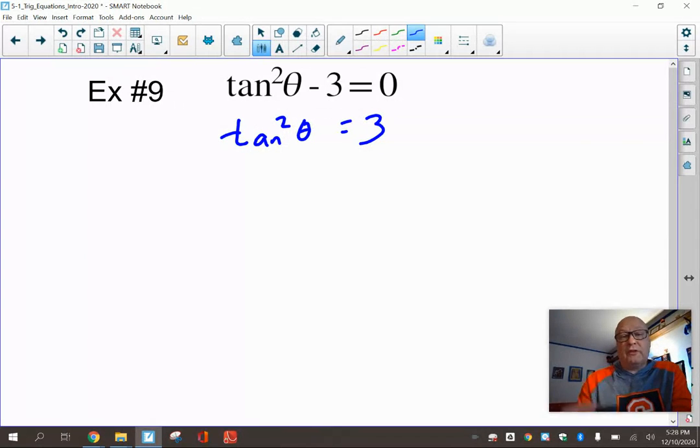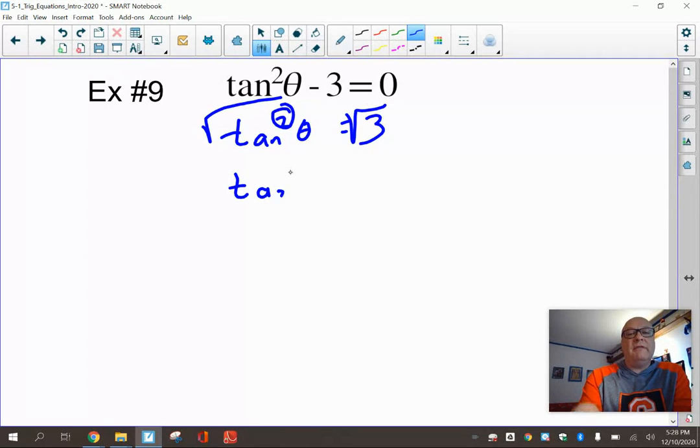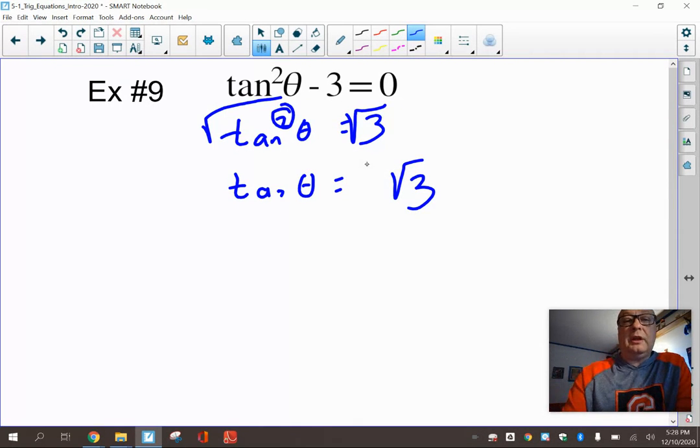Step 1, bring over the 3. Step 2, before you do this inverse tangent thing, you have to get rid of a square. So how do you get rid of a square? You square root it. So the tangent of theta is equal to the square root of 3. However, don't forget, just like in algebra, whenever you take the square root of a square, you need a plus or minus. So now, when is the tangent equal to the square root of 3?